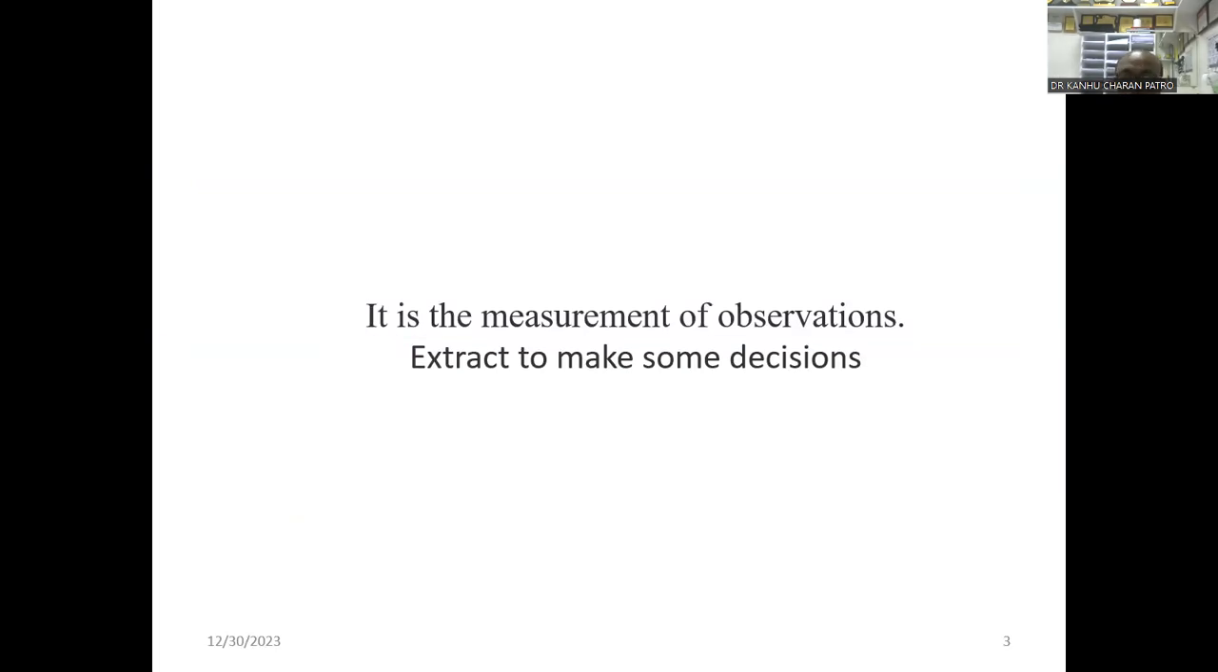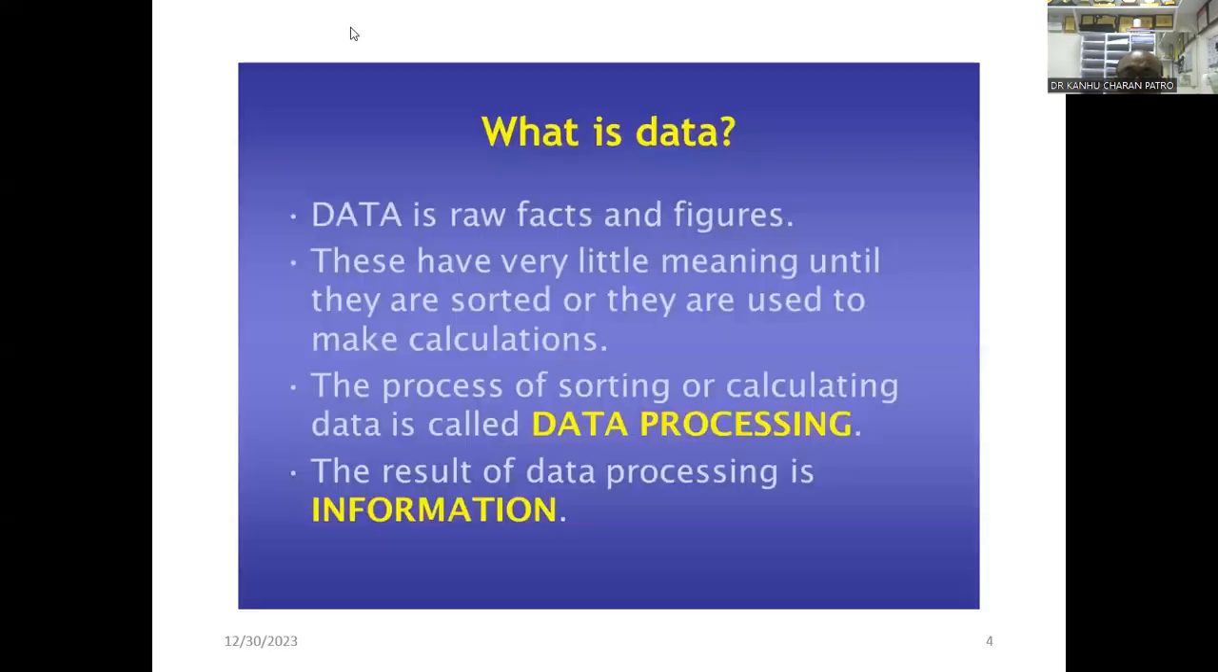Whatever study you do, either some sort of extraction, after that you will take some decisions, whether it's good or bad, whether the trial is good or bad, but this is based on the data. So data is raw facts and figures. This has very little meaning until they are sorted. They are also used to make calculations. The process of sorting and calculating data is called data processing. The result of data processing is information.